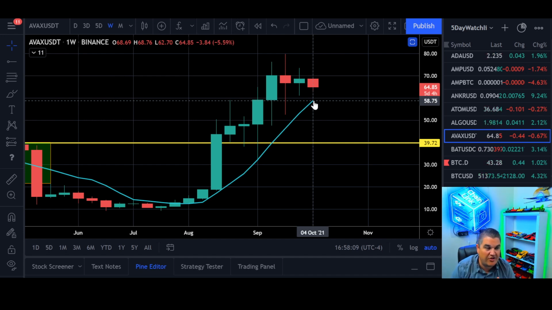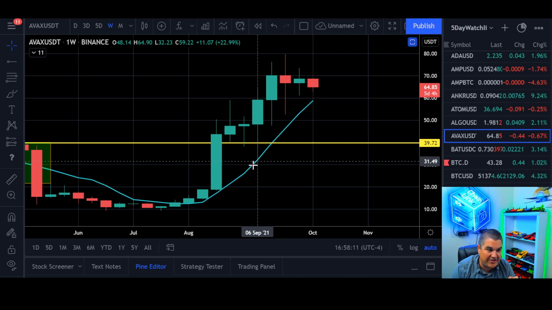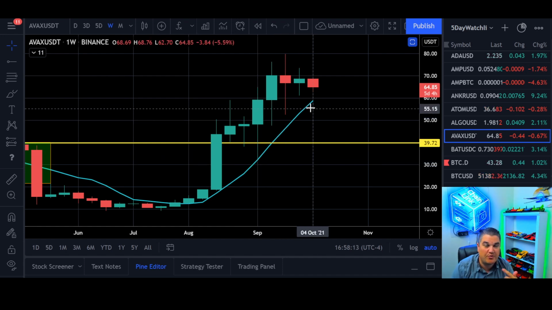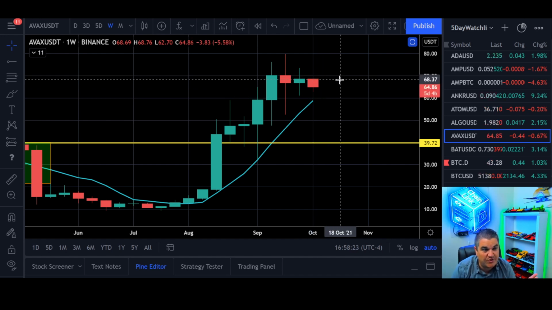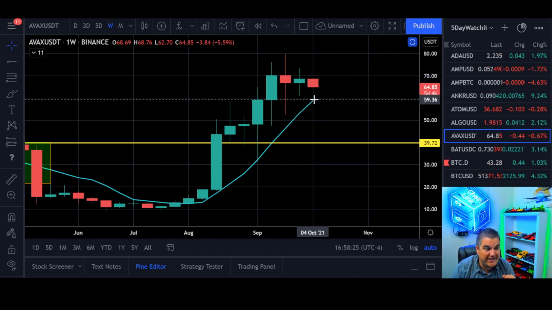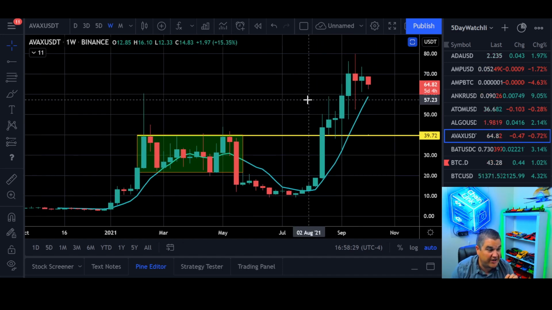Looking back on a lot of coins, the 8-week simple moving average tends to be nice support when you're really bullish in price. So if you're using TradingView, I would go put this on your chart. 8-week moving average. That's it. So if you see AVAX this week, next week, whenever, start breaking down under this, it's a warning sign to you. Any coin, right?